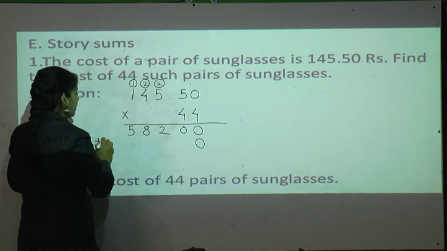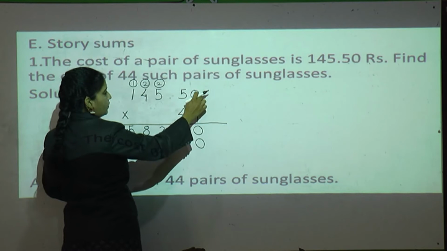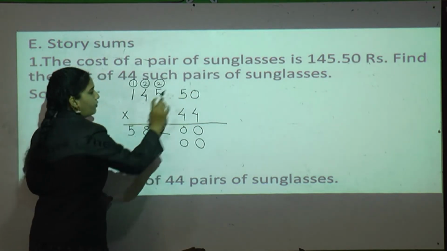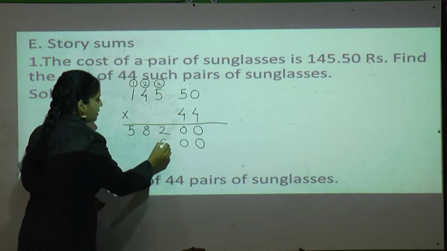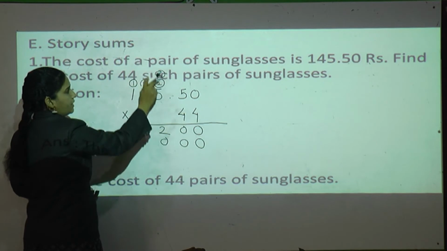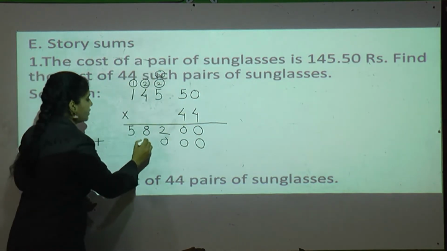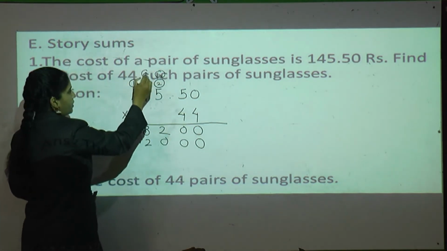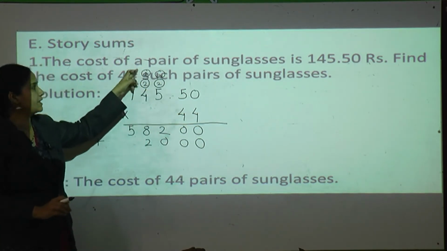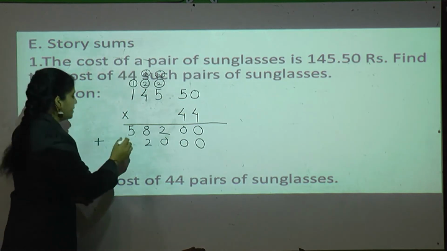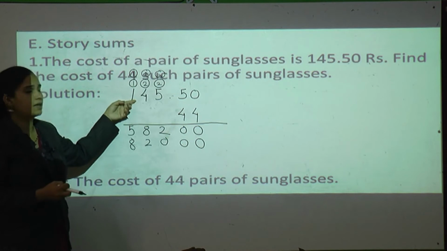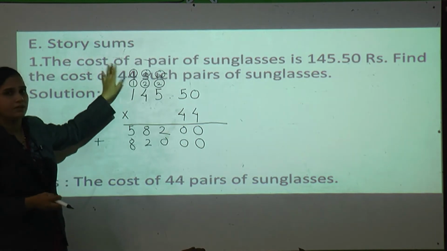Now multiply these 4 to 0. 4 multiplied by 0, 0. 5 4s are 20. Again here 2. These 5 4s are 20 and add these 2, 22. Good. Again 4 4s are 16, 16 and these 2 add 18. Now 4 1s are 4 and this 1, 5.